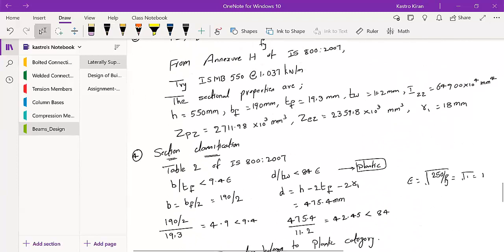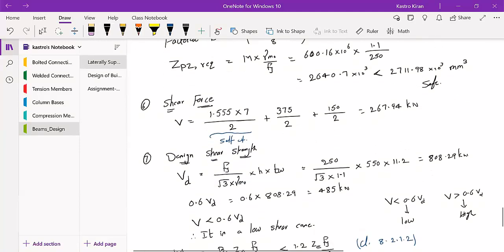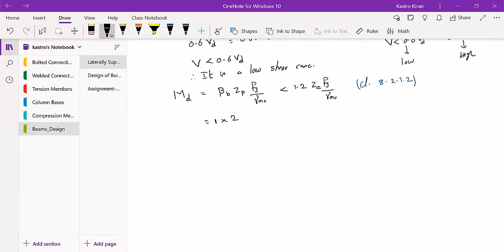So the ZP of the section which you have selected is 2711.98. Let's write that one. It will be 2711.98 into 10 cube, into Fy value 250 and gamma m0 value 1.1. If you solve for this, it will be 616.36 kilonewton meter. And remember, this value must be less than 1.2 into ZE into Fy by gamma m0.